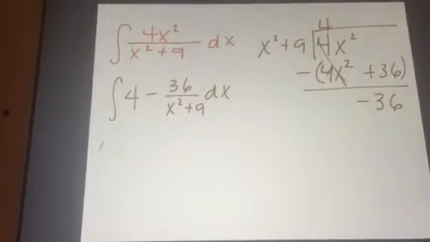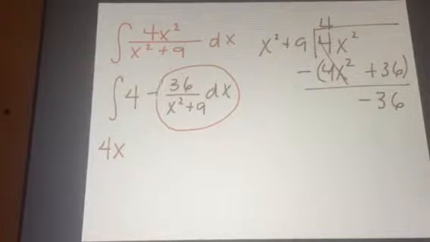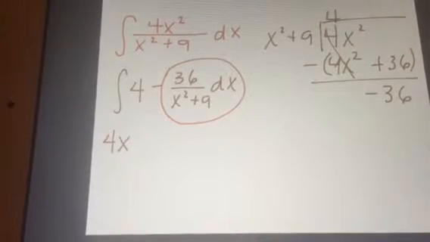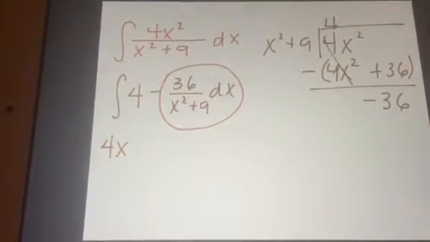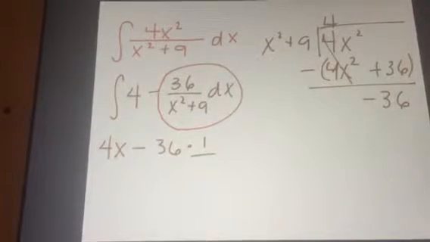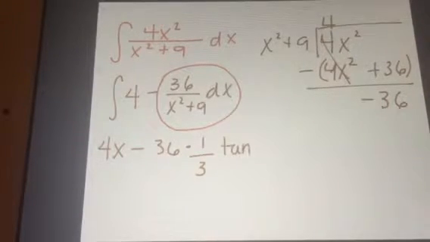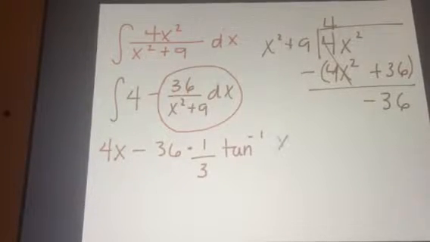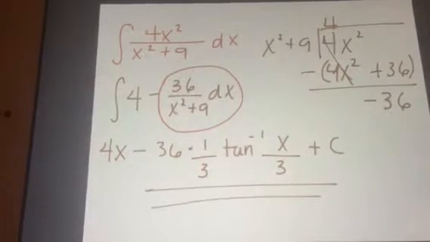If we integrate 4, then that just becomes 4x. This portion here is similar to our very first example that we did. Pull out the 36, you're left with 1 over x squared plus 9, which again is an inverse trig function when you integrate it. So that becomes minus 36 times 1 over a, which is the square root of 9, tan inverse of a, which is the square root of x squared, which is x, over a plus c.